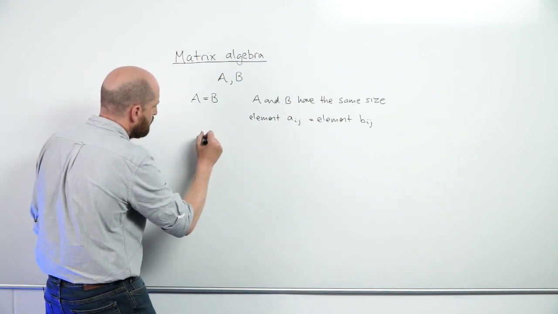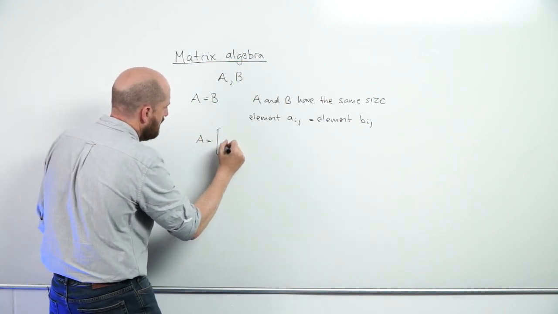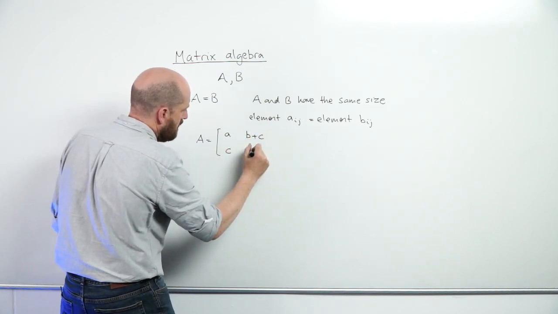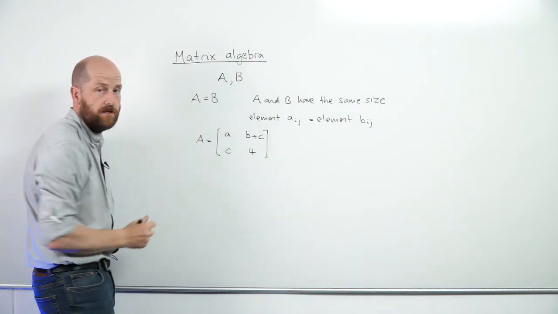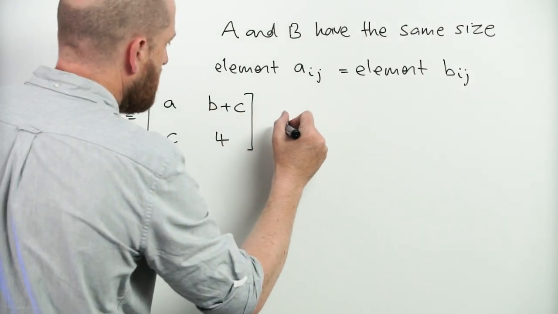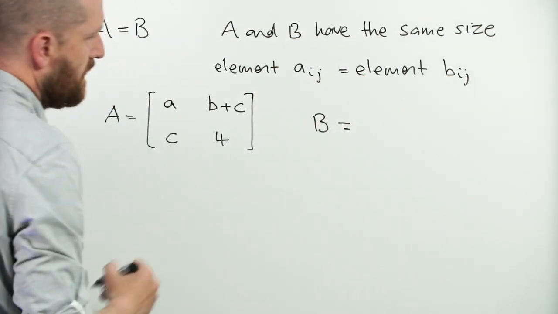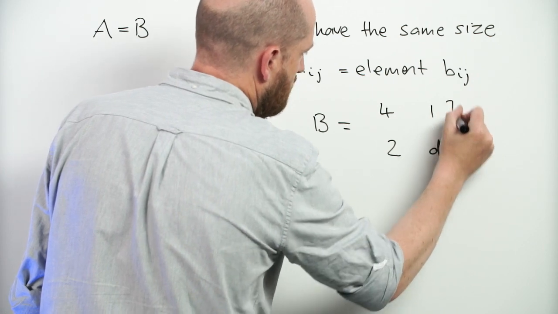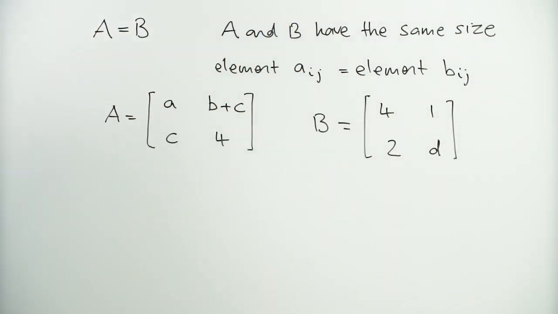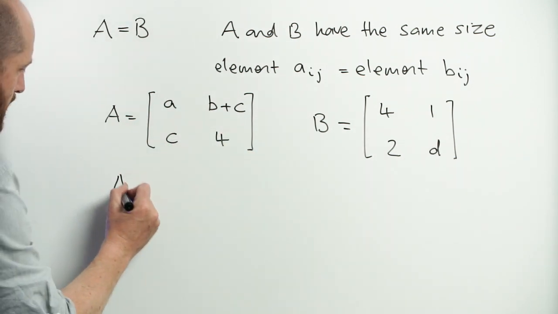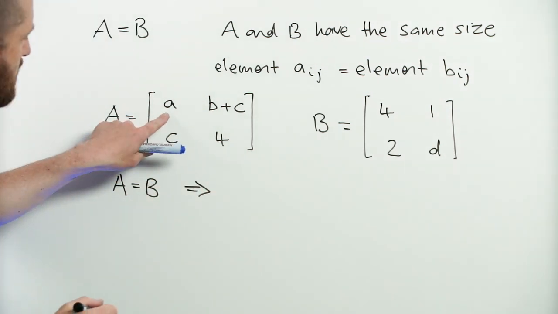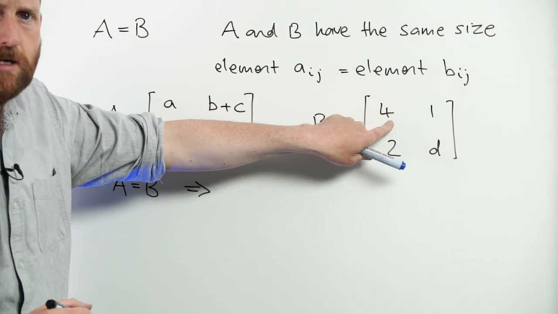Let's imagine we have a matrix A, which is A, B plus C, C, and 4. I've not told you what A, B, and C are here. And I've got another matrix B, which is, let's say, 4, 1, 2, and D. Just some random numbers I'm putting in there. I've not told you what A, B, C, or D are. If I say that A equals B, what does this mean? This means that every element has to be equal to its associated element in B.